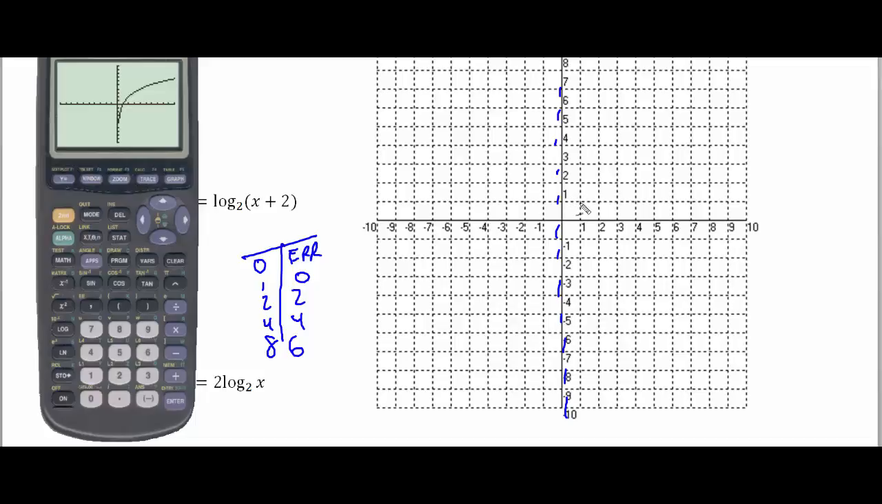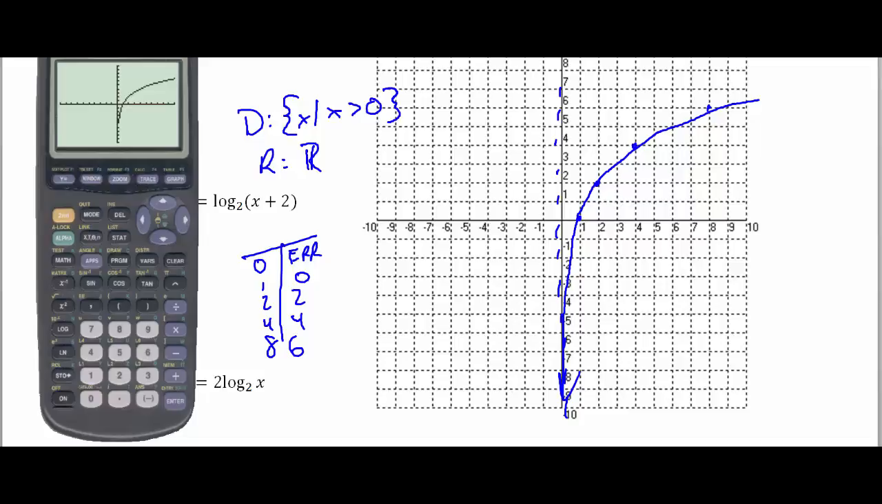and then we're going to go 1, 0, 2, 2, 4, 4, and then 8, 6. So there's my hook. And then I'm going to drop this tail down below, and we're going to see that our domain is another one where x has to be greater than 0, and our range is going to be all real numbers.